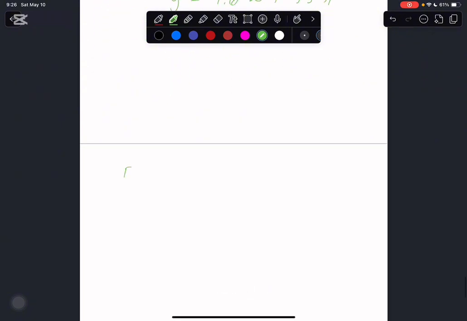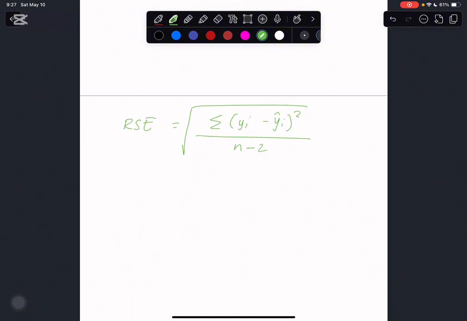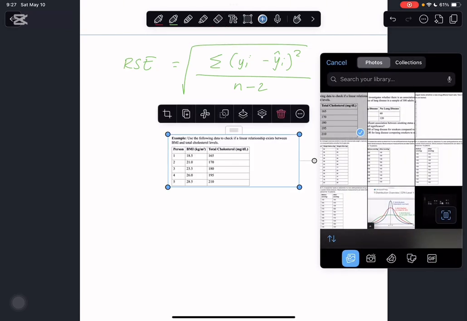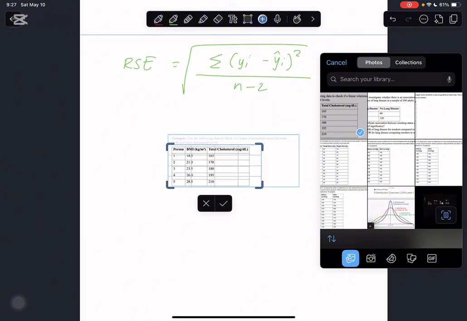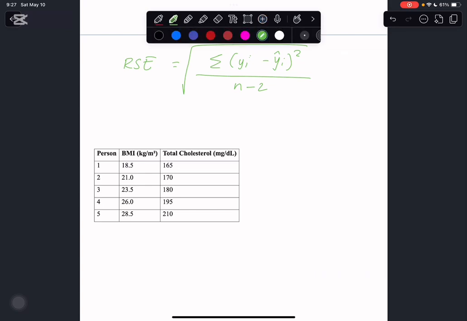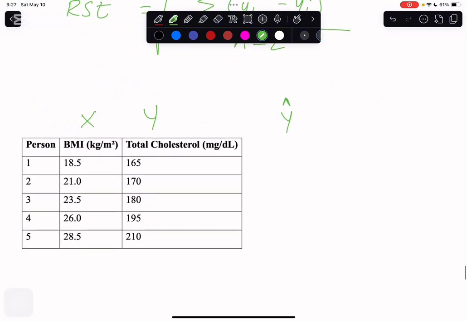So to find the RSE, we said the equation is the square root of the sum of yi minus y hat, all squared, over n minus 2. So now I need to recalculate the y's again. Okay, so let's put this again over here. Let's crop it. Sorry. Okay, so we said this is the x, this is the y, and I want to find the predicted y.